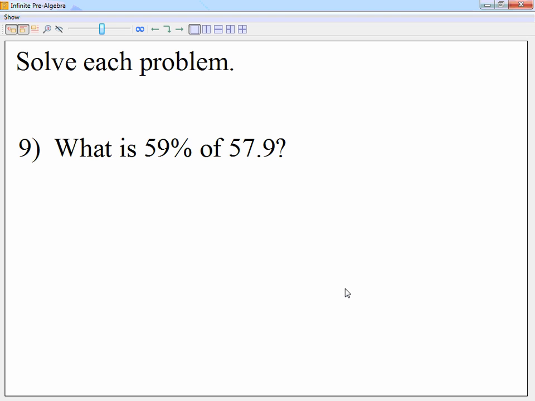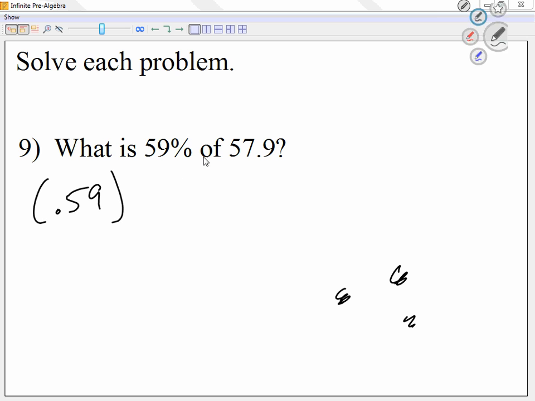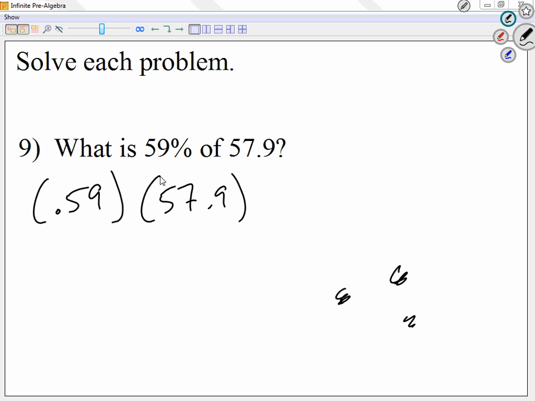So 59%, it's frozen. Okay, there you go. So 59%, I'm going to write that as 0.59. Right, and just move the decimal twice to the left. And then 57.9, I'm just going to multiply those two numbers out. So 0.59 times 57.9, it gives me 34.2.